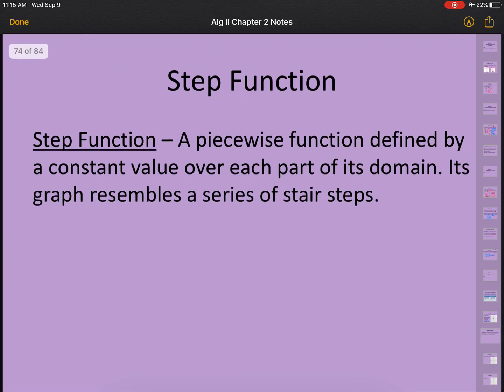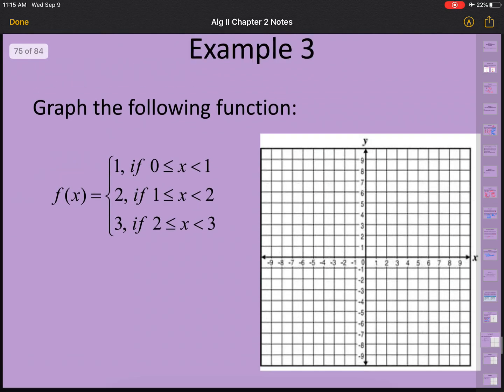So a step function is a certain type of piecewise function, and it's defined by a constant value over each part of its domain. Its graph resembles a series of stair steps. So these kind of look like steps. So for example 3, graph the following function. So if it's between 0, so it includes 0, but doesn't include 1, it's going to be 1. So I can graph that. So at 0, it's exactly 1.